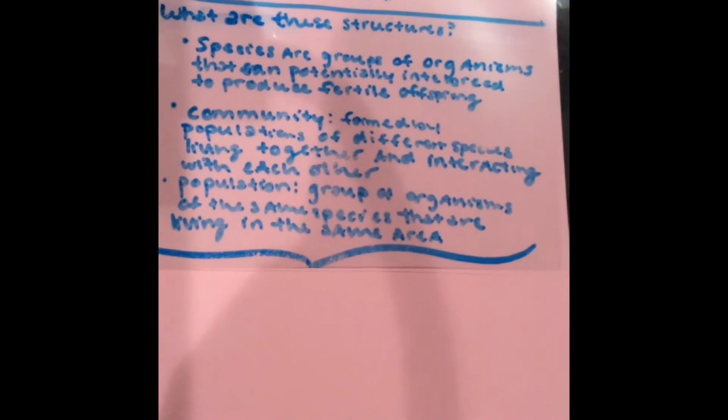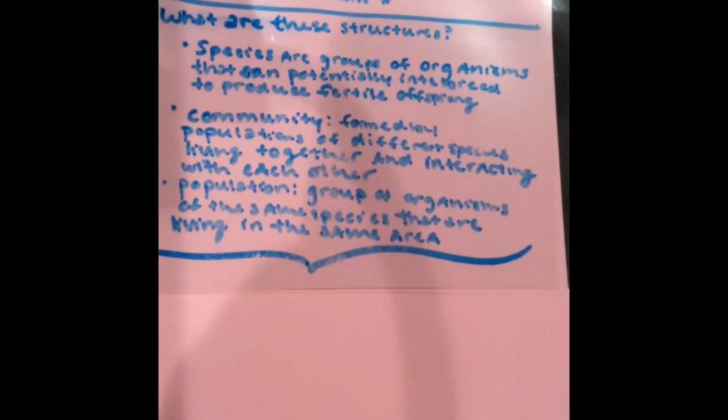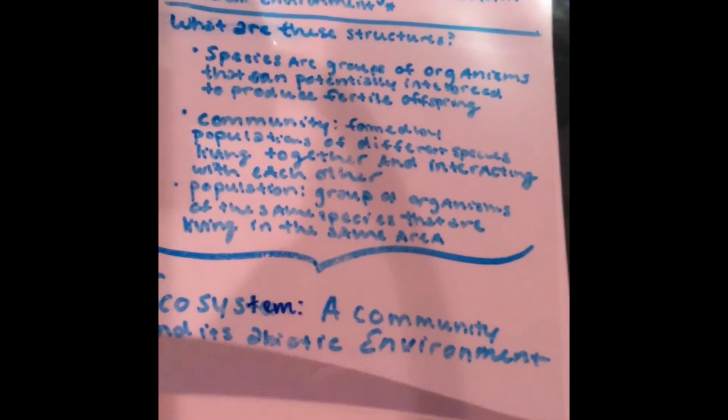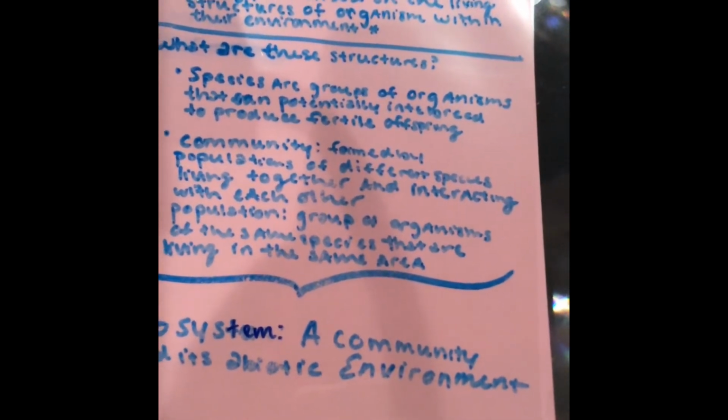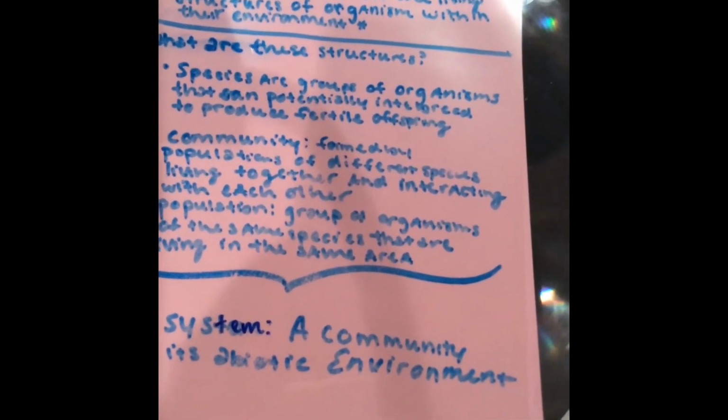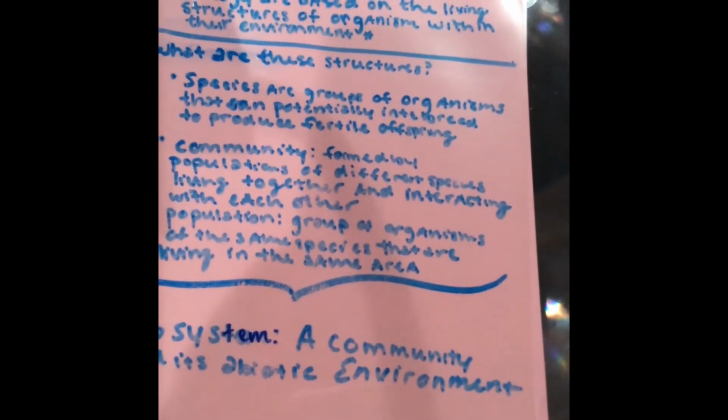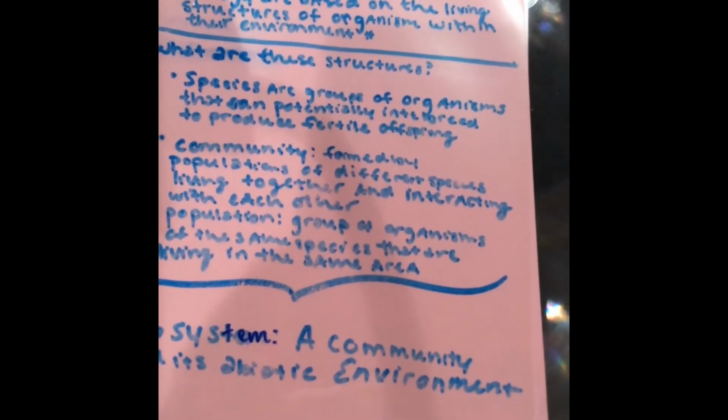All of these structures accumulate into an ecosystem, which is perhaps one of the most important terms to know in biology and ecology. An ecosystem is a community and its abiotic environment. So remember, abiotic means not living, and this includes factors like sunlight and other nutrients.